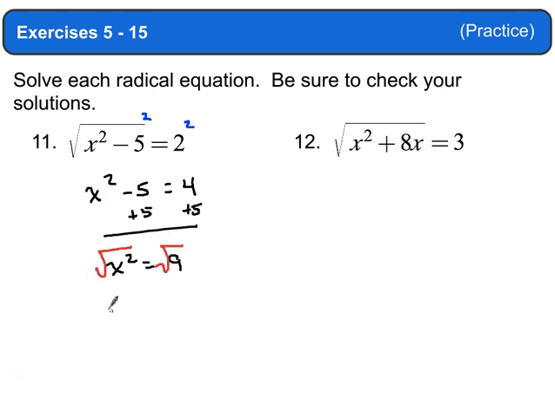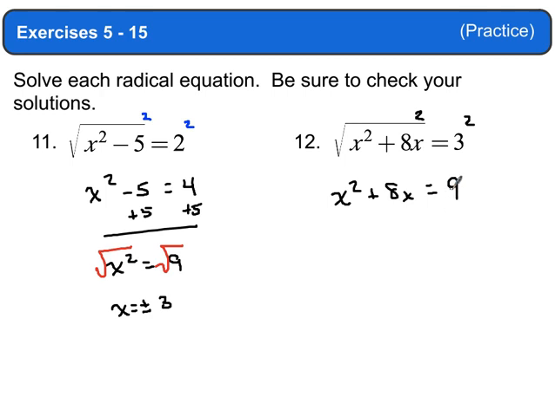And so we square root both sides. And now x is going to equal plus or minus 3. Same idea here. You can see that this is already isolated. So we are going to square both sides. So now we get x squared plus 8x. That's going to equal 9.